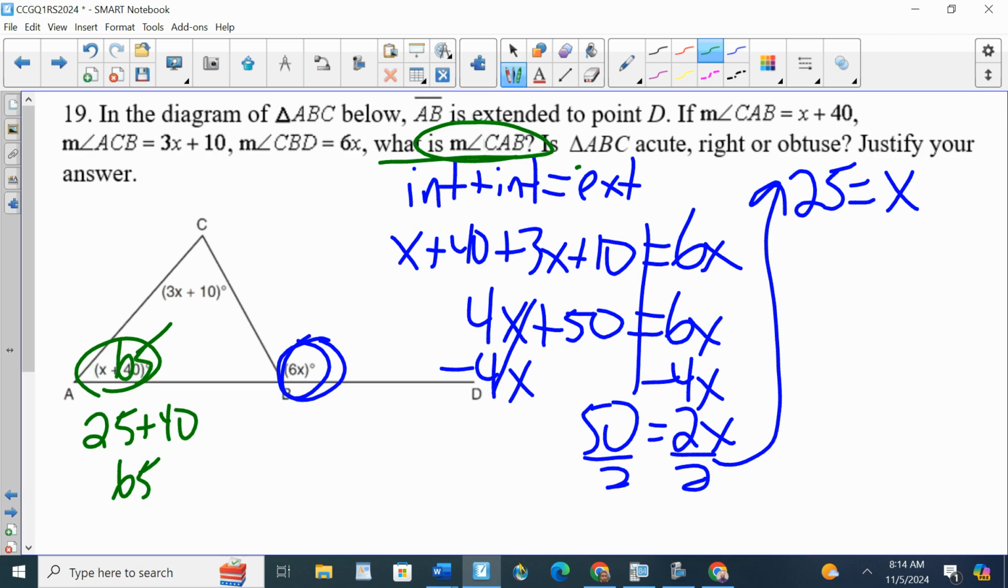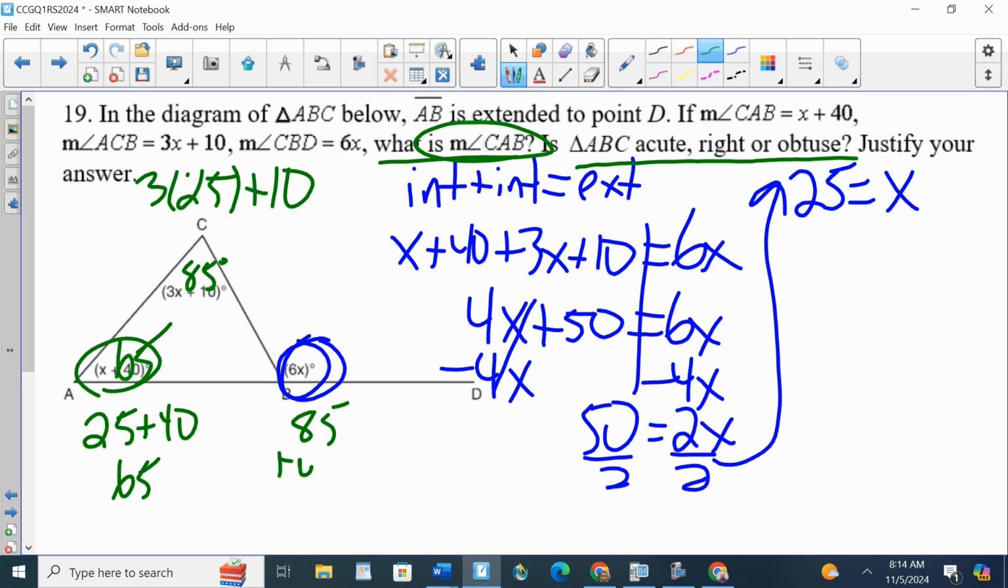Now, it's asking if the triangle is acute, right, or obtuse, kind of like what we did earlier. And in order to do that, I need all the angles. So now I'm going to substitute into 3x plus 10. That's 85. And now that I have two angles of the triangle, I can add them and subtract from 180 for the third, which would be 30. So my angles are 30, 65, and 85.